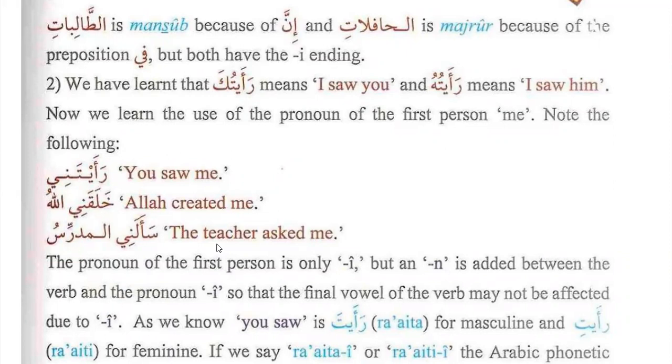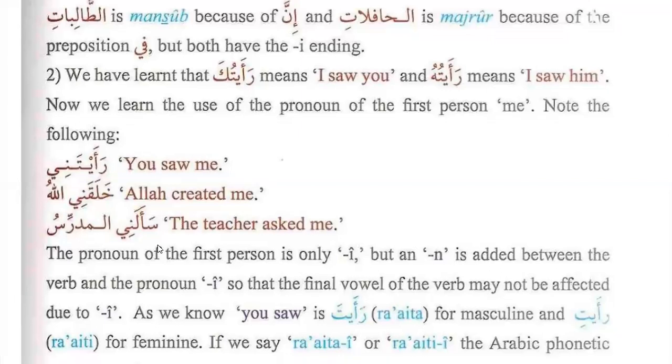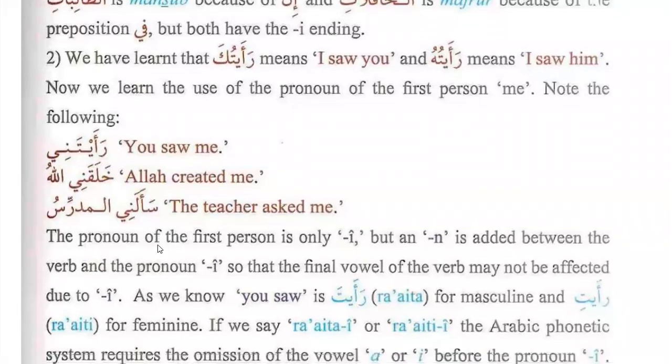We have learned that ra'aituka means I saw you and ra'aituhu means I saw him. Now we learn the use of the pronoun of the first person, me. Note the following. Ra'aitani, you saw me. Khalaqani allahu. Allah created me. Khalaqanillahu. Join noon with lam. Khalaqanillahu. Allah created me. Sa'alani al-mudarrisu. The teacher asked me. The pronoun of the first person is only ee.